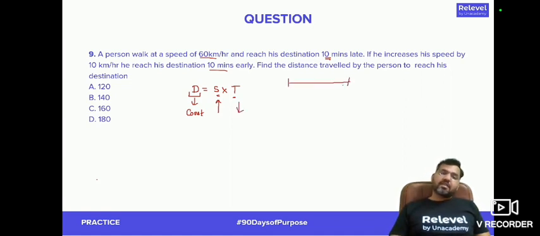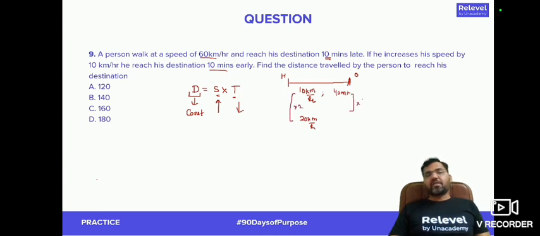Let's say that this is your home and this is your office. Every day you're traveling from home to office. Let's say that on a particular day you're traveling from home to office at 10 km per hour, and the time taken to reach from home to office is, let's say, 40 minutes. Now, if I increase the speed to 20 km per hour, it's very logical that if I double my speed, the time taken would be half of it. Time would be 20 minutes.